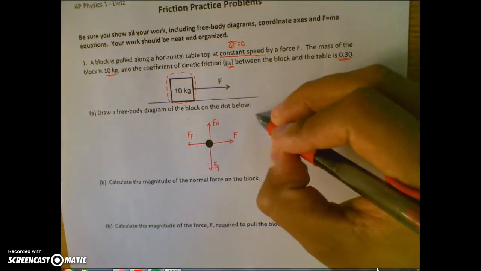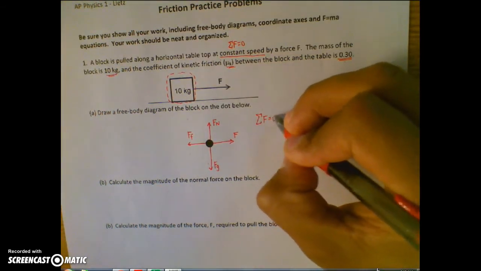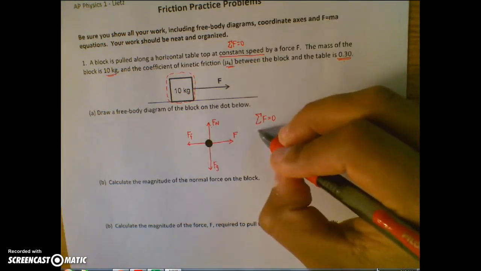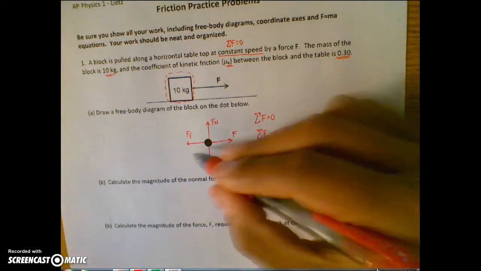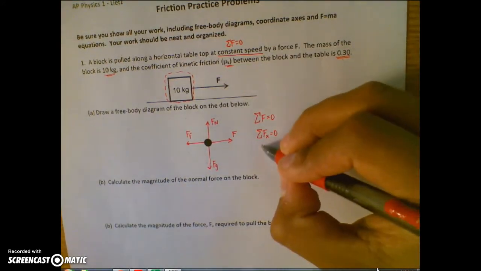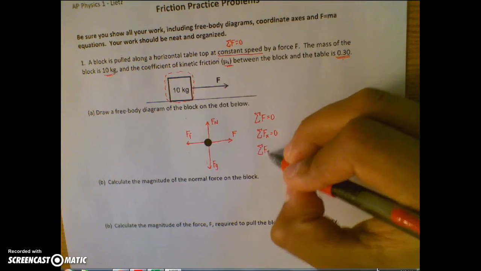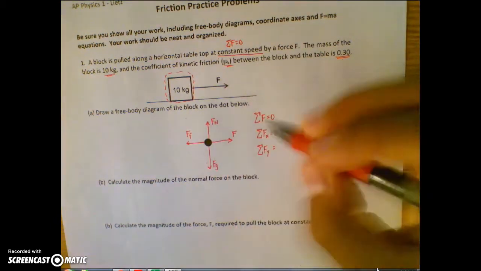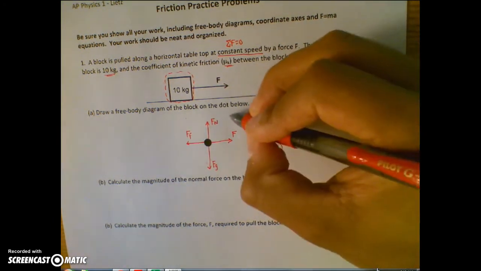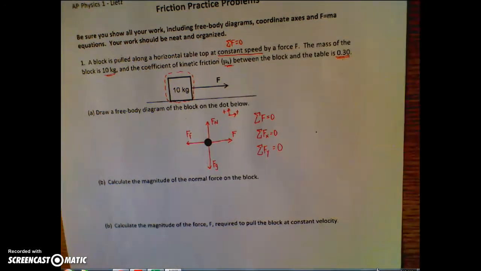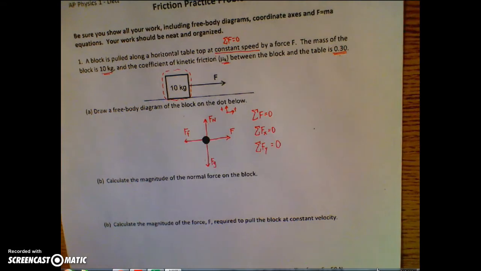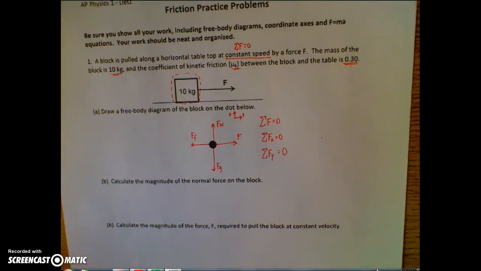I know that my net force from this is 0. I know that my net force in the x direction, or the horizontal direction, has to be 0. I know the net force in the y direction, or the vertical direction, has to be 0. And we're going to say this way is my positive direction, and we're going to say this way is my positive direction, just for ease sake at this point. Okay, so let's keep moving down our problem.